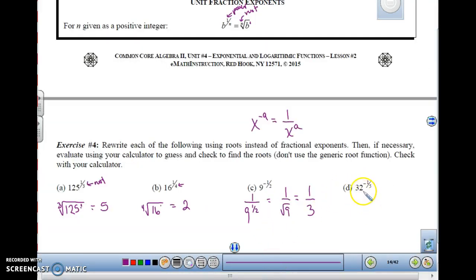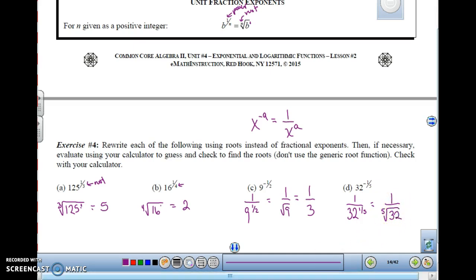Okay, so 32 to the negative 1/5. If I rewrite that with a positive exponent, it would be 1 over 32 to the 1/5. All right, and then I want to deal with my exponent. 32 to the 1/5 means what root? It would be the 5th root of 32.